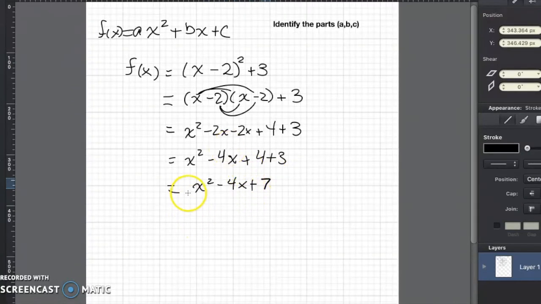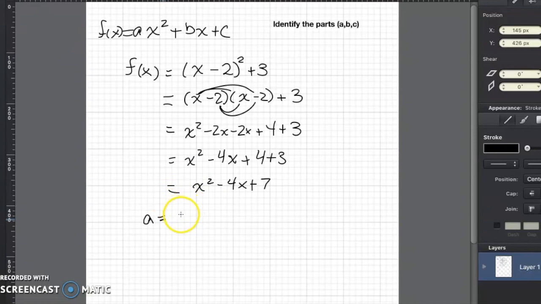So now I have to identify my a, b, and c parts, right? So for a, a lot of students will put a is equal to 0. That's not going to be correct. If I had a 0 here, then it would be a 0 times x squared, which would give me a 0, right? But that's not what we have. We have an x squared there. So there's a 1 here.